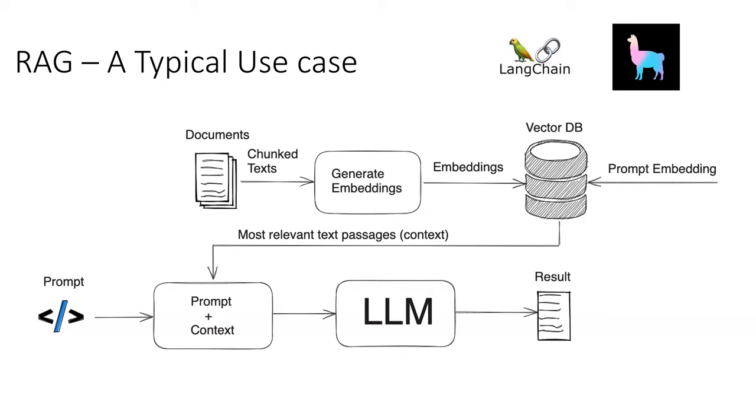It may not be one. You may get 5, 10, 20, based on your use case and based on how much context the LLM can really take. You take those chunks, put them into your prompt and give it to the LLM. A prompt is an instruction to the LLM saying what task is to be performed. Once you give it, you get the answer. This is the typical question and answer use case.